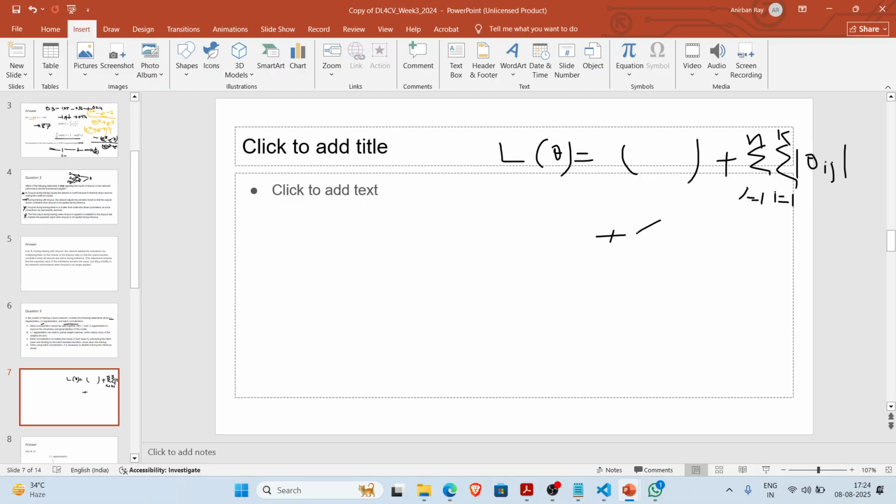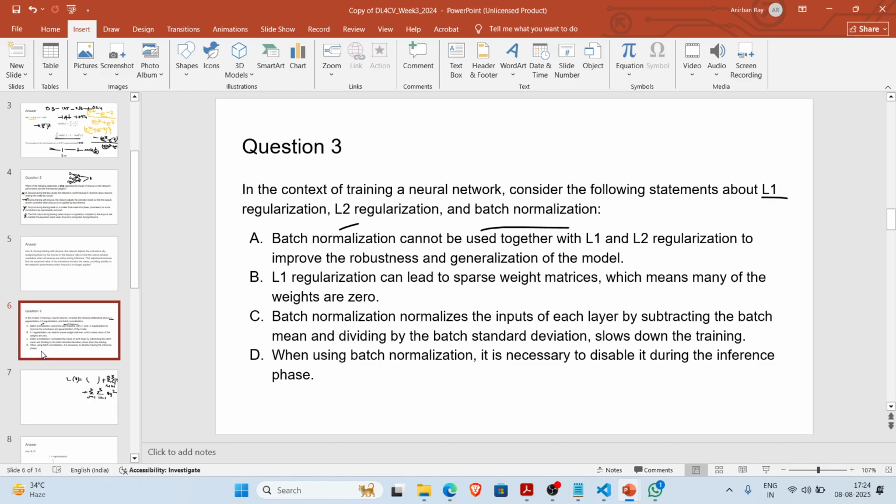In case of L2 regularization, j equals 1 to n and here i equals 1 to k. In case of L2 regularization, we do this, okay? So this is L1 L2 regularization first of all. There are several features of L1 L2 regularization as well, which I will discuss right now. Then we'll move to batch normalization.